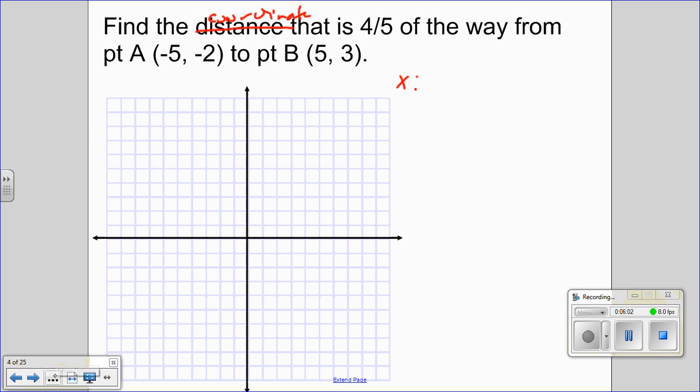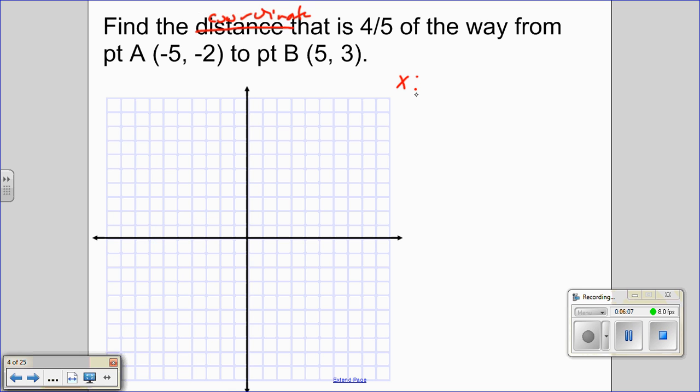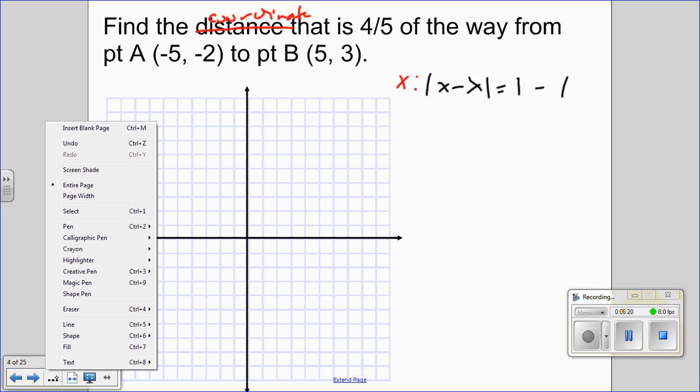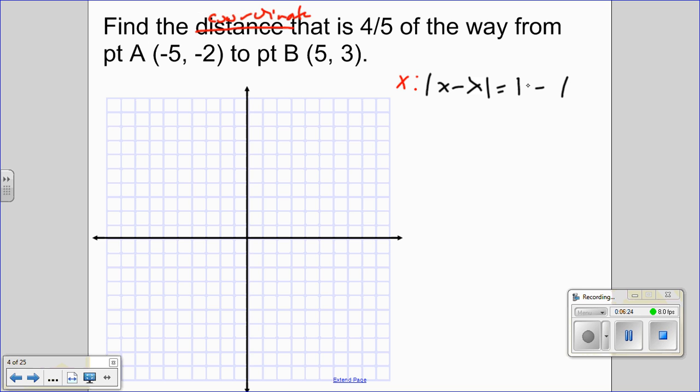And the first thing you're going to do is find the distance between your x's using the distance formula, which is the absolute value of x minus x. So in our case, that's the absolute value of -5 minus 5, which would end up being 10. So that's the distance between the two x's.